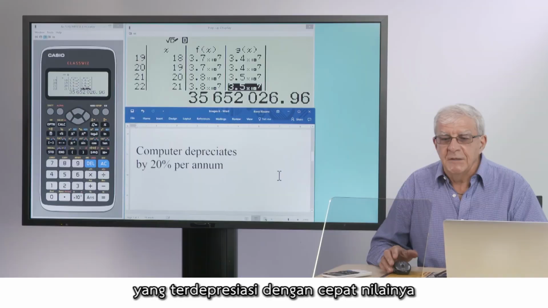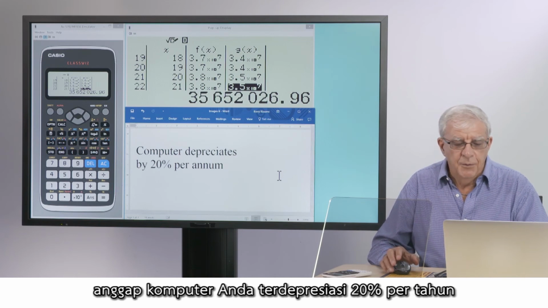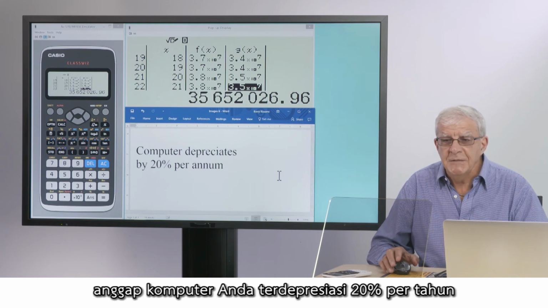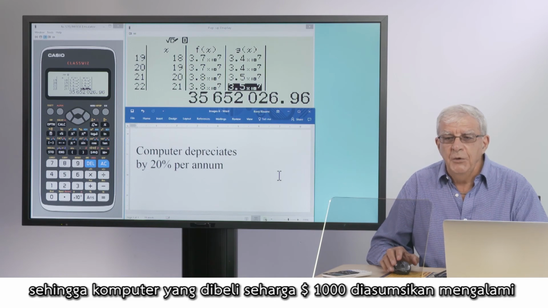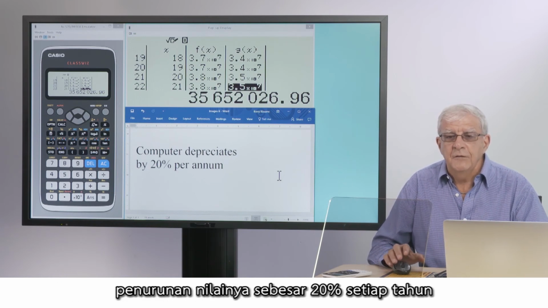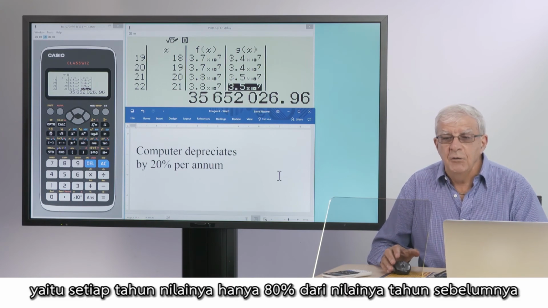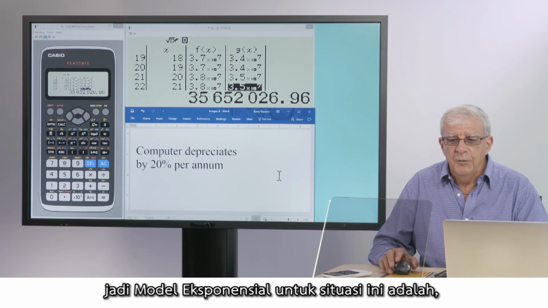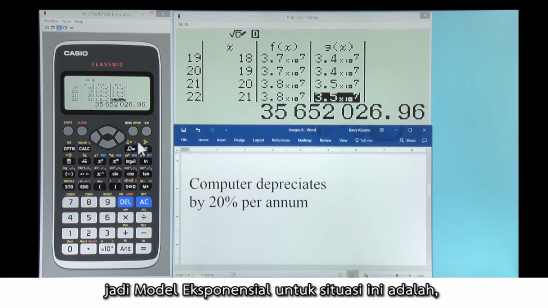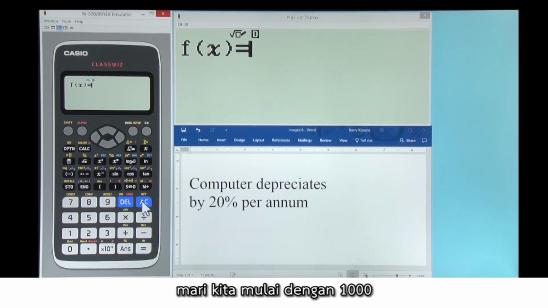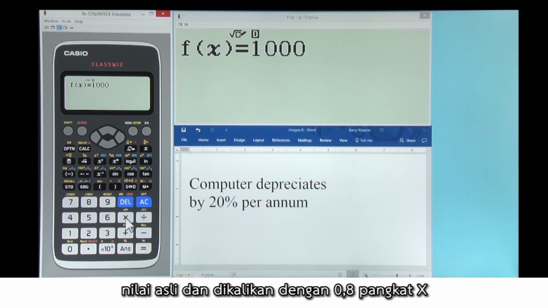Computers are examples of things that depreciate quickly in value. Suppose that your computer depreciates by 20% per annum. So a computer purchased for $1,000 is assumed to decline in value by 20% each year. That is, each year it is worth only 80% of what it was worth the previous year. So an exponential model for this situation is, let's start with 1,000, the original value, and multiplied by 0.8 to the power of x.